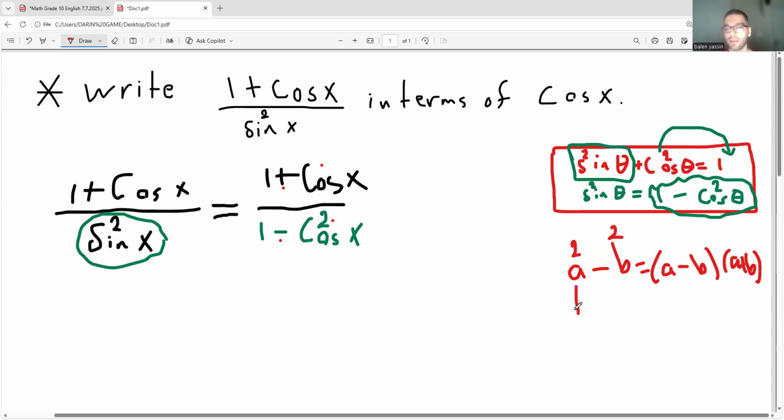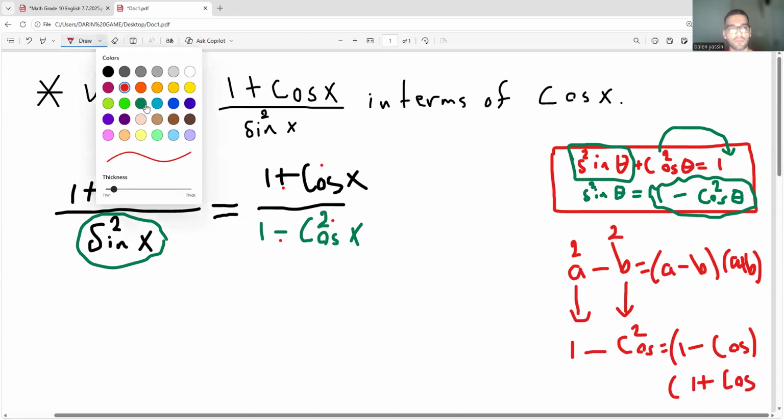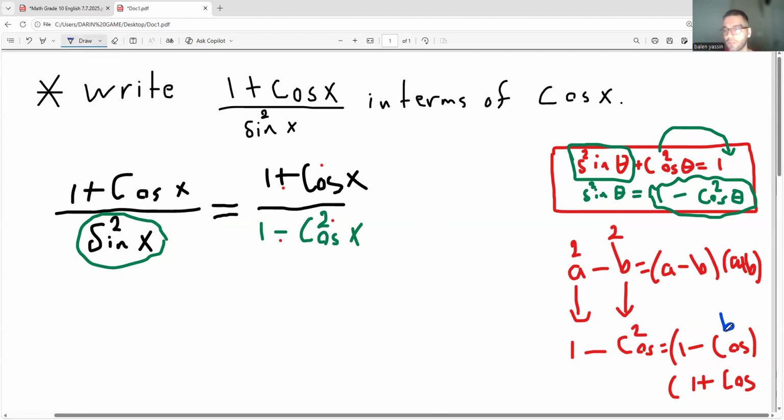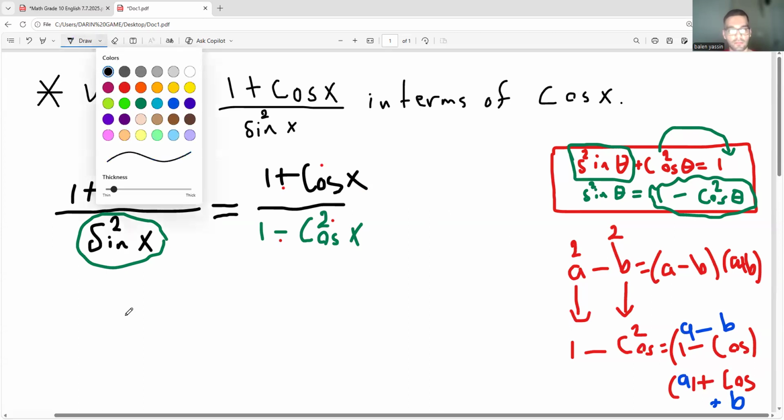Now imagine a is 1, okay? A is 1, and instead of b, we have cosine squared, okay? Doesn't that mean we get 1 minus cosine, okay? 1 plus cosine? Think about it. Cosine is b. Look, cosine is b, so minus b plus b. Look, just compare. And a is 1, okay? Like this. Okay, so just put all of that in mind before doing the next step.